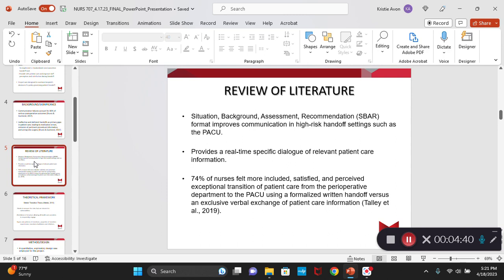Review of the literature. Again, SBAR stands for Situation, Background, Assessment, Recommendation. This is the format that improves communication in high-risk handoff settings such as the PACU. It provides a real-time specific dialogue of relevant patient care information. And it's in the data that 74% of nurses felt more included, satisfied, and perceived exceptional transition of patient care from the perioperative department to the PACU using a formalized written handoff versus an exclusive verbal exchange of patient care information.